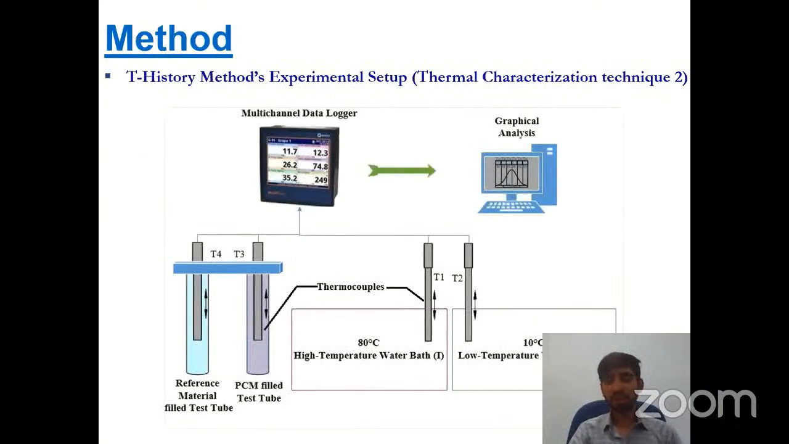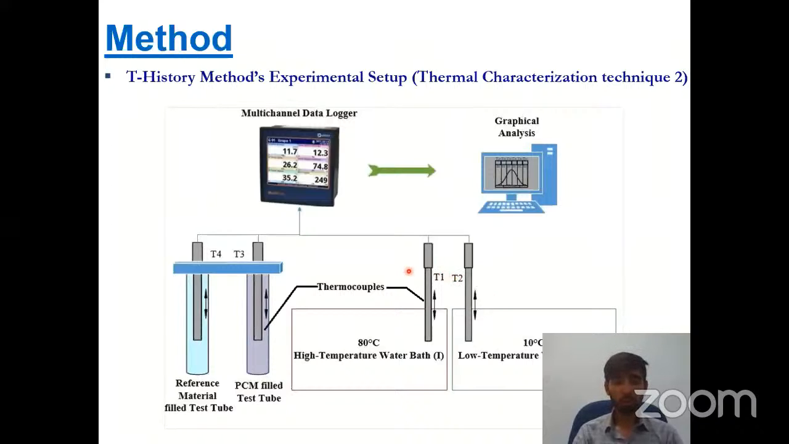Now we move toward thermal characterization technique number 2, that is the T-history method. The experimental setup of this method is presented here. These are the test tubes: the first one contains distilled water as a reference material, and the second one contains the phase change material. Each test tube contains a thermocouple to record the temperature with respect to time. That is the high temperature water bath, which is maintained at 80 degrees centigrade, and this is the low temperature bath, which is maintained at 10 degrees centigrade. These thermocouples are also used to record temperature with respect to time.